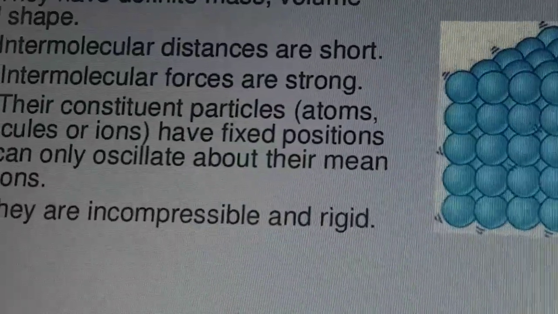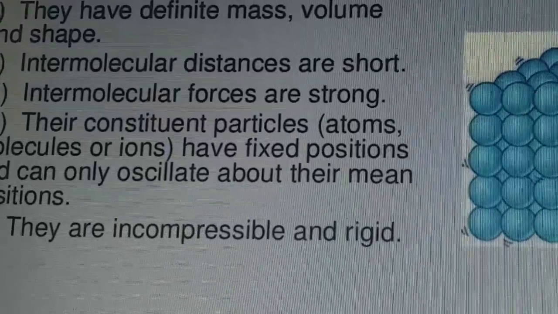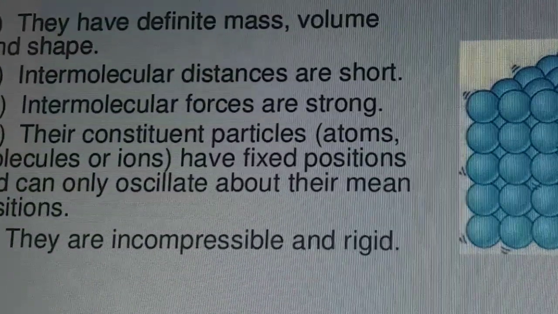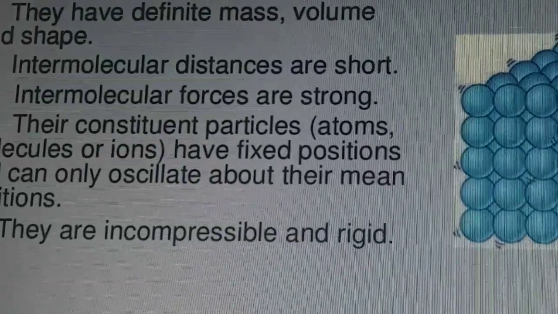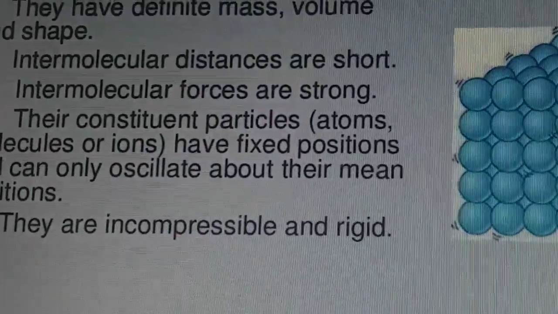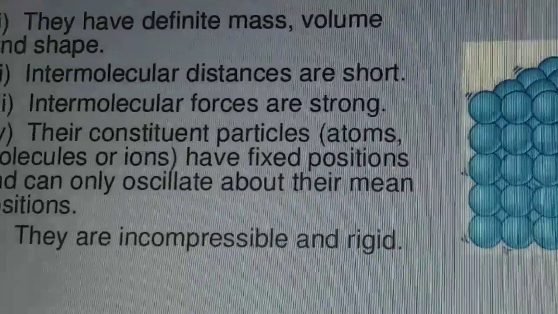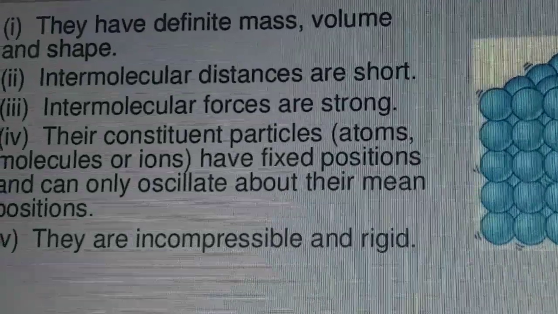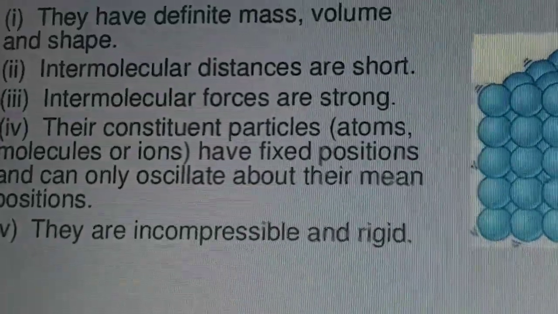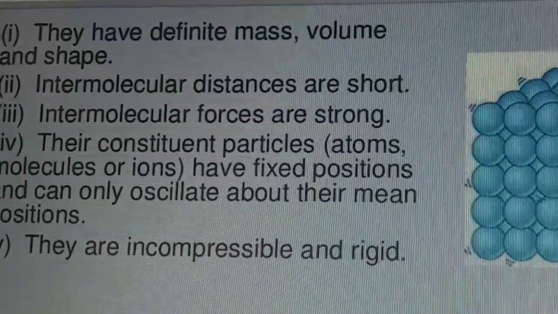And solids are highly incompressible and they are rigid. You know the meaning of rigidity? Solids are usually called the rigid matter. So what is the meaning of rigidity? Rigidity means they have the tendency to maintain their shape. Why are they maintaining their shape? Because they occupy a fixed position, the intermolecular distances are very short and the intermolecular forces are very strong. So that's why they are rigid.